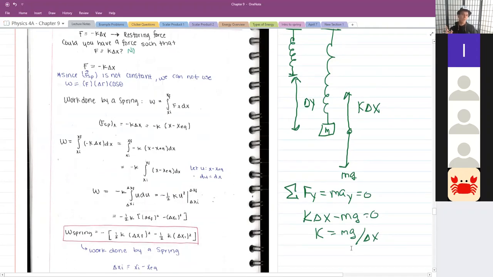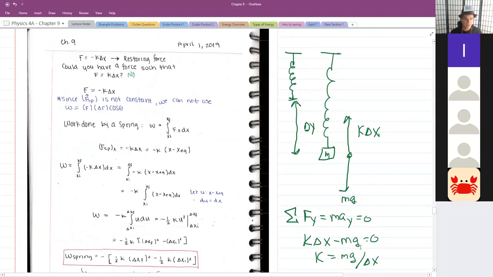Okay, so one thing I want to go through quickly, just because I want to finish this chapter today, is that the force a spring exerts is not constant, because it depends upon how much the spring is stretched or compressed, which means as delta X gets bigger, the force the spring exerts gets bigger. So it's not constant, which means I can't use work equals F dot delta r to calculate the work. I can't do this because the force is not constant.